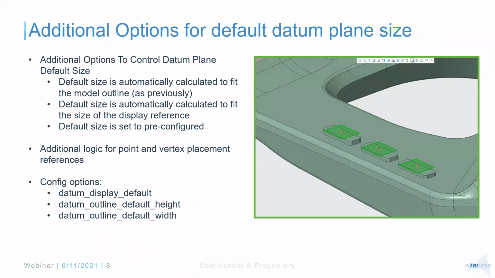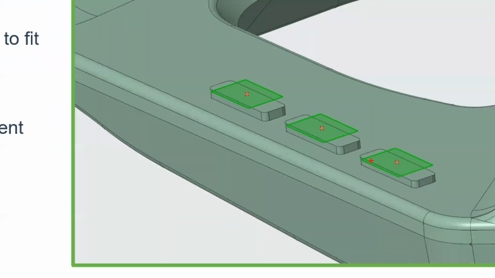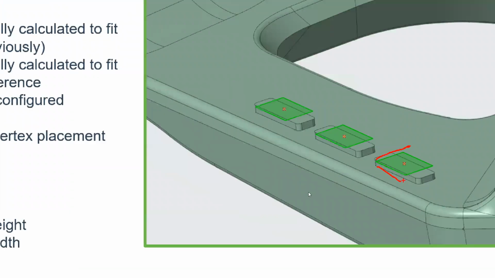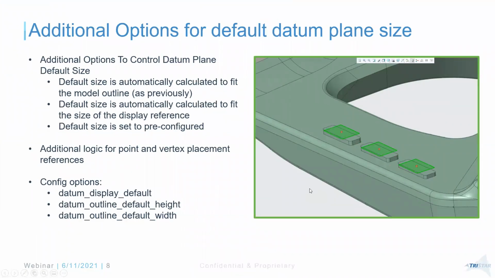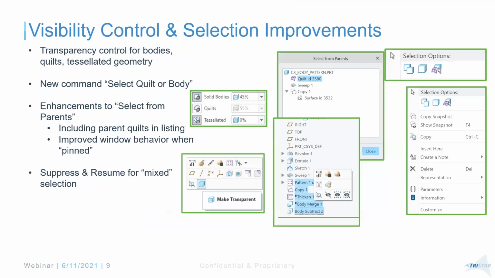Once you place it, yes, you can always change it like before, but by default, I always want that plane to be, I don't know, 10 by 10 or 20 by 20 or something. So it doesn't clutter the screen, and it helps a lot, especially in large assemblies and complex parts, I think. So those are a couple of the datum improvements.